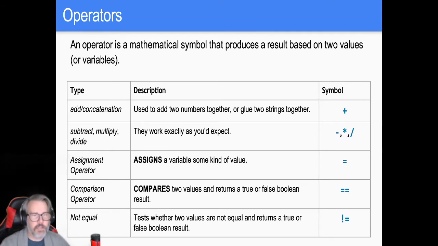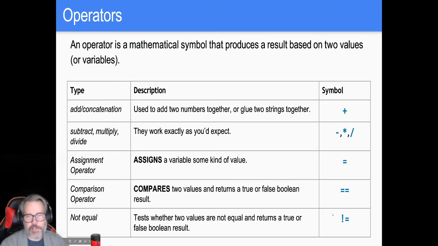Then a comparison operator, which compares two values using a true or false Boolean. That's with two equal signs. You're comparing two things. Say you've got a variable x and a variable y, and you're comparing these two things, and then you can see if it's true or false.